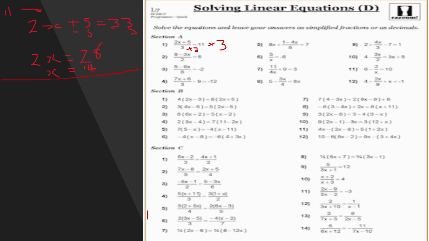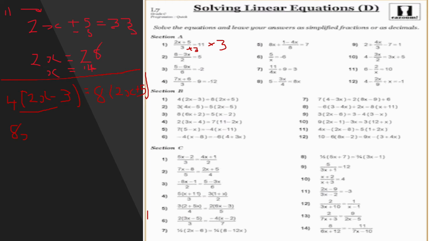For section B, I've got 4 lots of 2x minus 3 is equal to 8 lots of 2x plus 5. So the first job here, guys, is to expand these single brackets on the right and left hand side. Expanding the bracket on my left hand side, I get 4 times 2x, which is 8x, and then 4 times negative 3, which is negative 12.